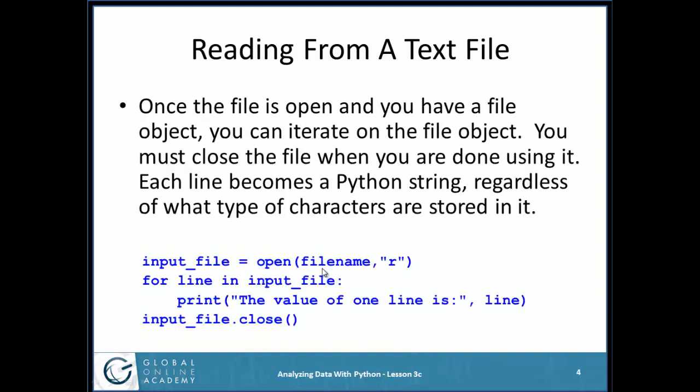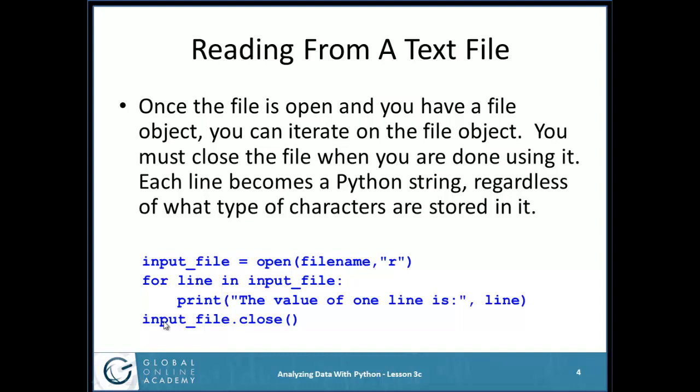Now, what do I do once I've opened something for reading? Well, once the file's open and you have a file object, you can iterate on the file object, meaning you can use it in a for statement. You have to close the file when you're done using it. Now, each line becomes a Python string, and we know how to work with strings. In fact, Lesson 3B was all about working with strings, regardless of what type of characters are stored in it.